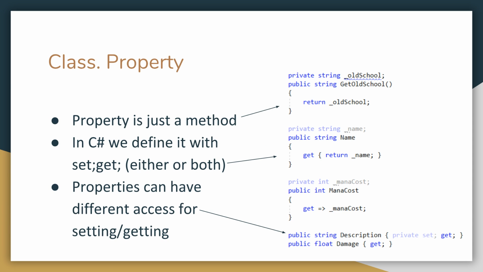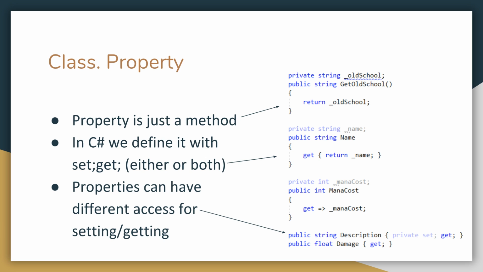Let's move on. And so in general, a property is just a method. A method to work with fields inside our classes. In this example, the topmost example, we have an old school string field, which can be retrieved through a get method, get old school. So get old school will simply return old school, and that is called a property.